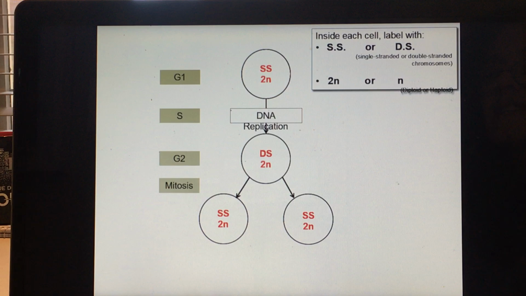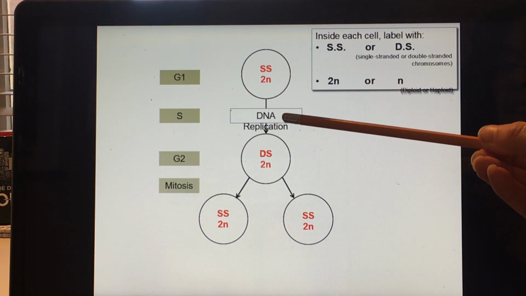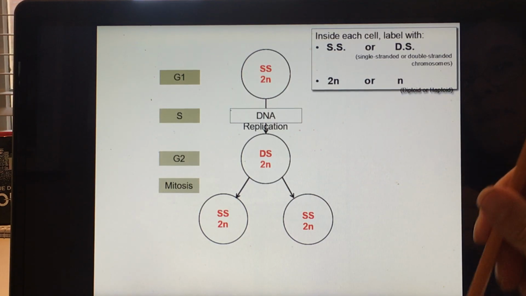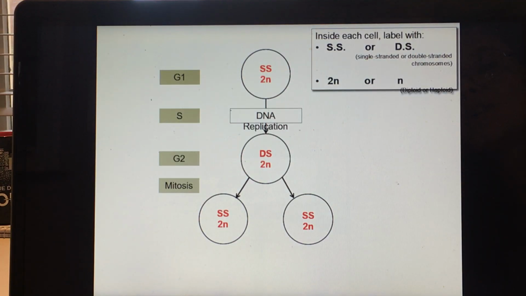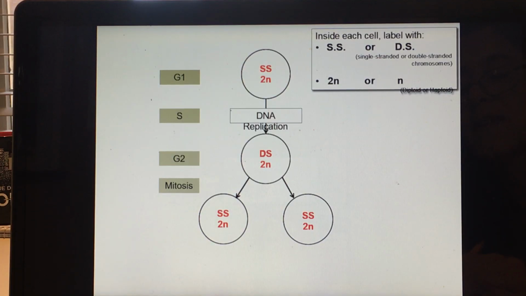And then when mitotic cell division occurs, we would have single-stranded chromosomes, but we would still have the diploid number of chromosomes in the cells. Remember that in mitosis, there is no change in chromosome number. You only have a change in the amount of DNA between the different phases of the cell cycle. So the amount of DNA doubles after the S phase, but divides in half after mitosis. So when you see this diagram, every time you see SS, that means single-stranded. Every time you see DS, that means double-stranded.